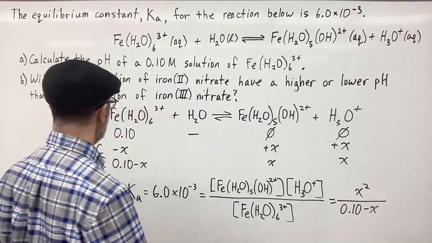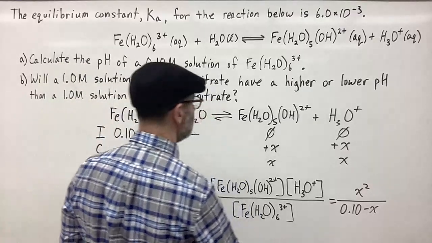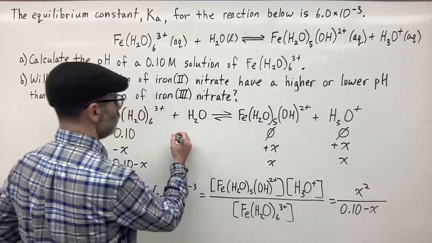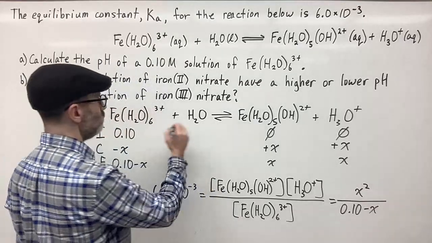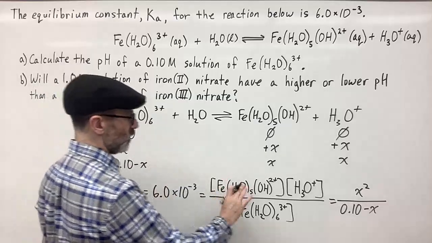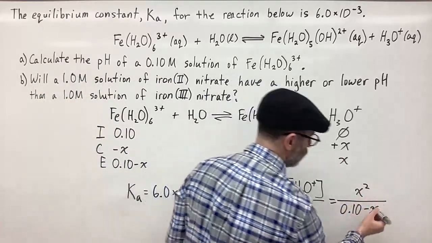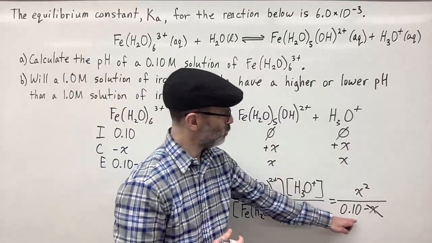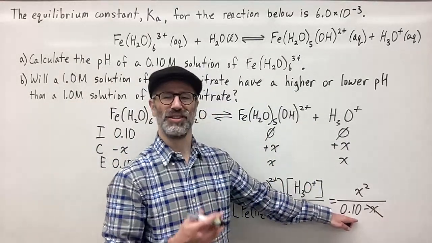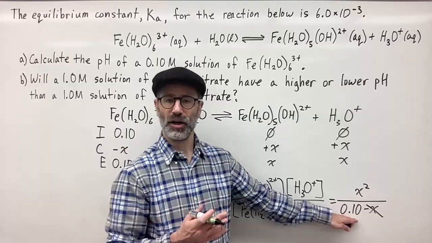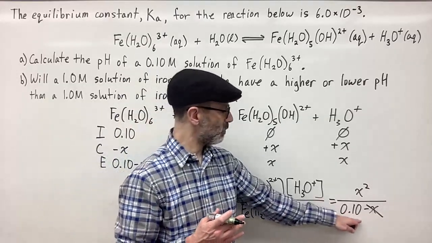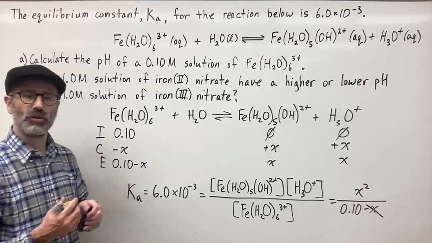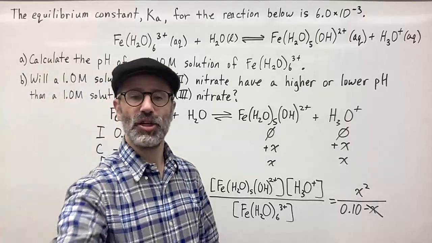So then what we're going to do is, I'll use this space here. We're going to do the X is small, so we'll say this is negligible. So we'll say X is so small that subtracting it from the initial concentration is really not going to matter. So we're going to say that the equilibrium concentration here is going to be the same as the initial concentration that we started with.